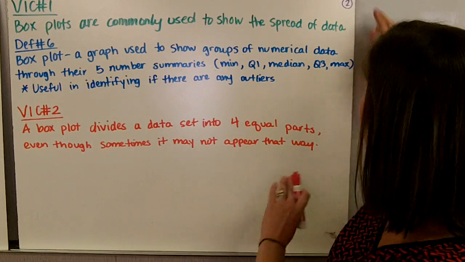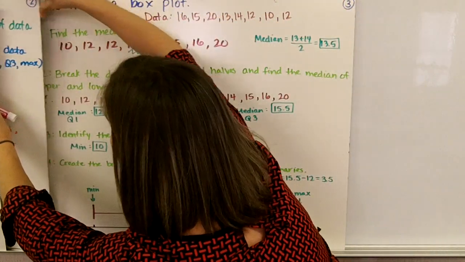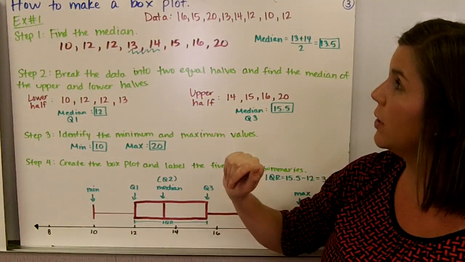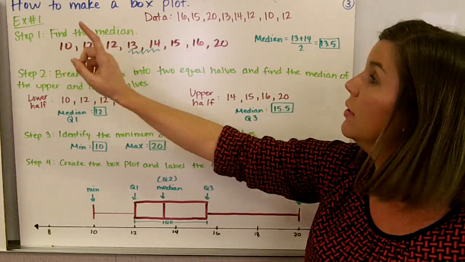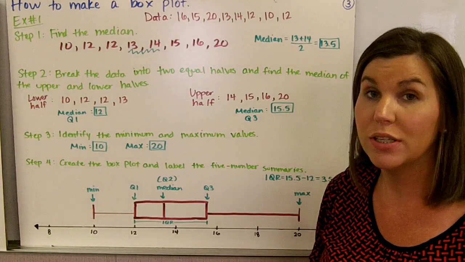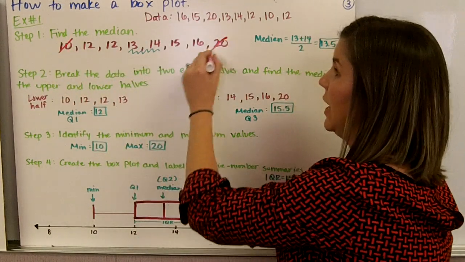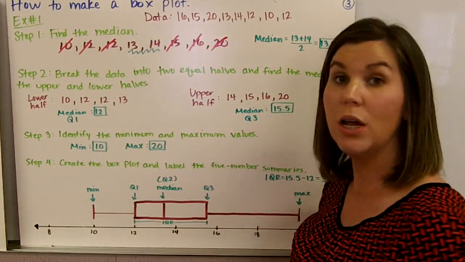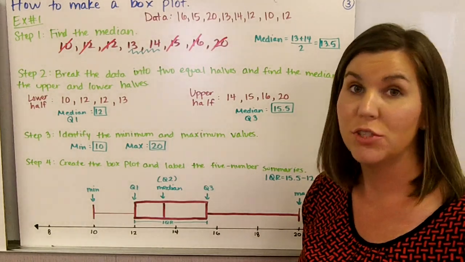All right. So we're going to talk about how to create a box plot. How to make a box plot. Example number 1. Here's our data. First step, find the median. We have to put the data into numerical order to find the median. Now we mark off low and high until we reach the middle value. In this case, since we have an even number of data, we have 2 middle values.